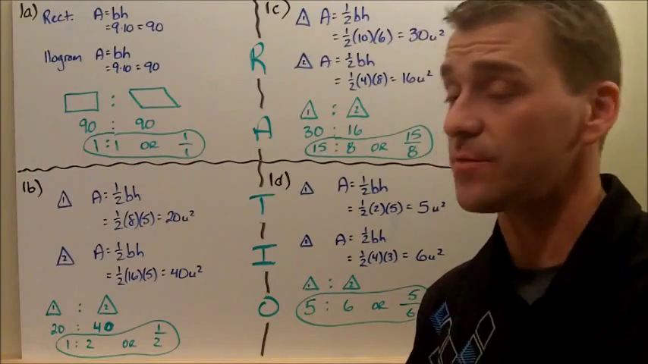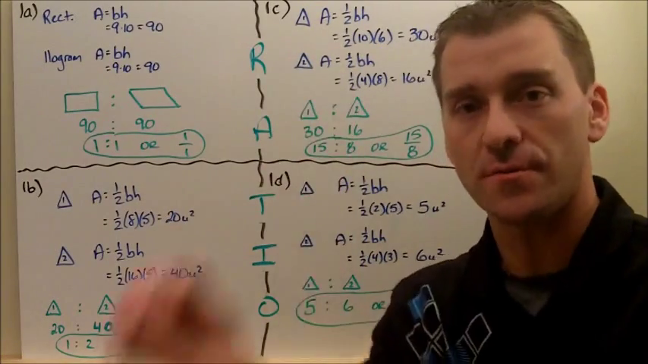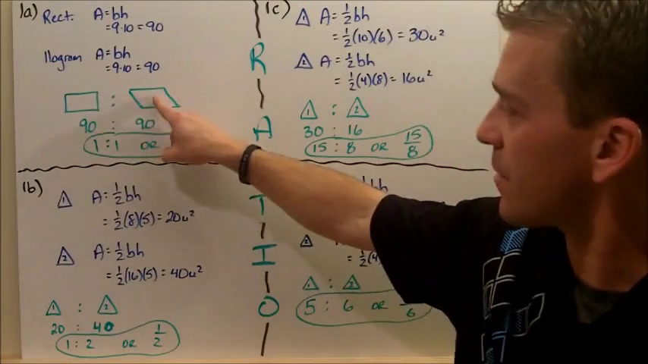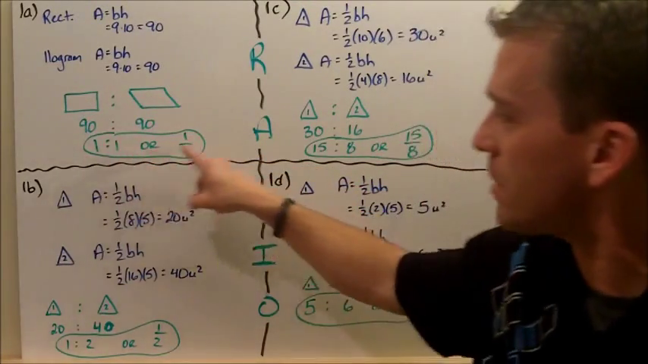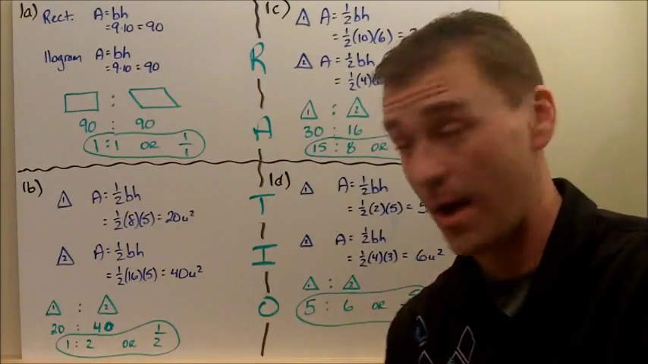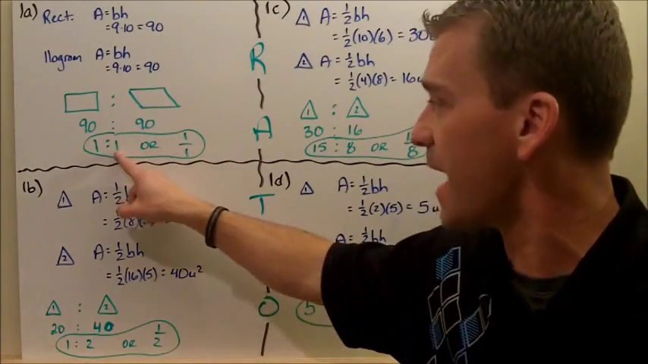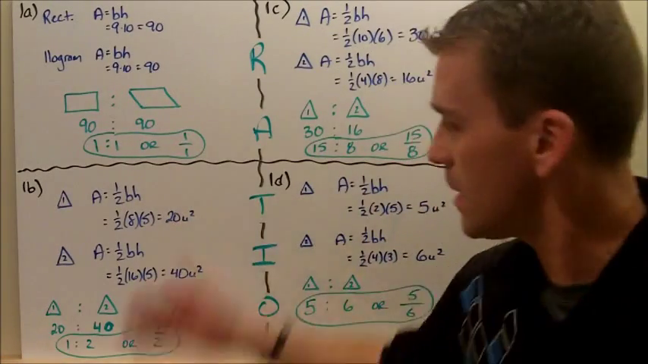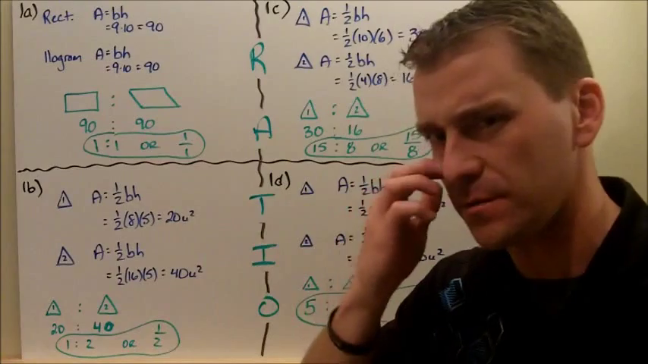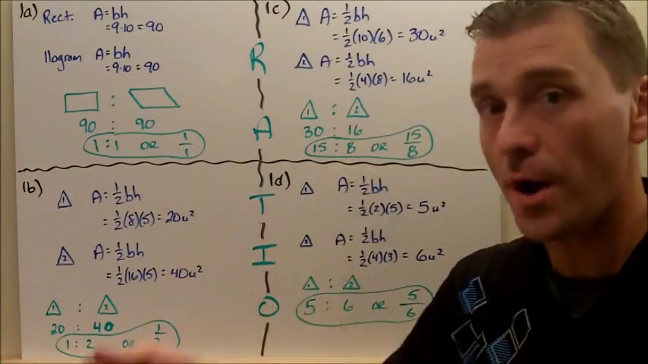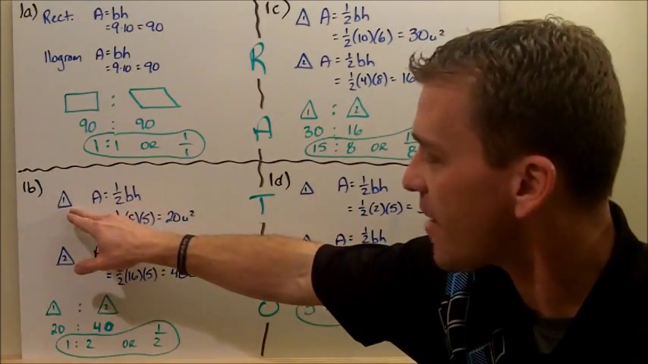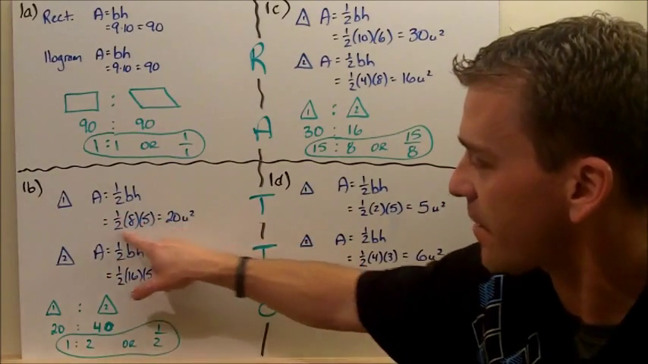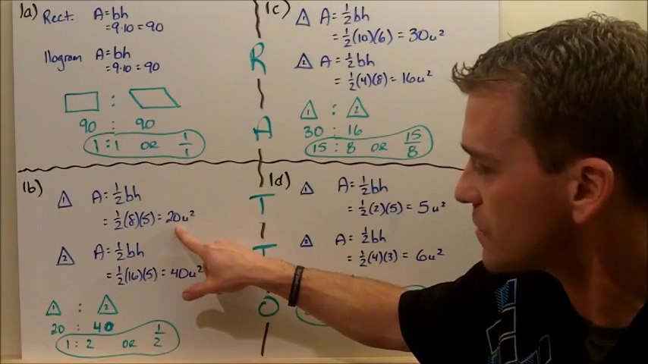But the question didn't ask you for the area, it asked you for the ratio of their areas. So, that means I'm going to put the rectangle to the parallelogram, which is 90 to 90, which is 1 to 1, or my answer is just 1 over 1. That was your answer. It's not telling you the area is 1, it says the ratio is 1 to 1. Nice. Number 1B. You have a triangle on the left and a triangle on the right. The formula is 1/2 base times height. Right there is your calculation for the first area. 20 units squared.